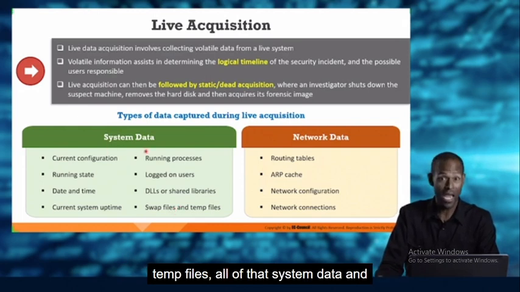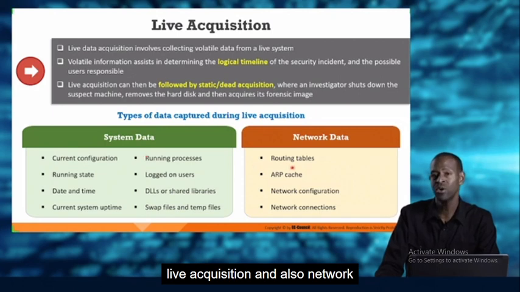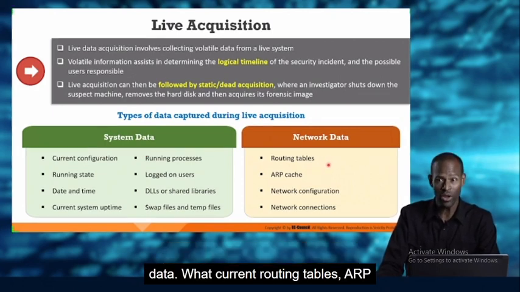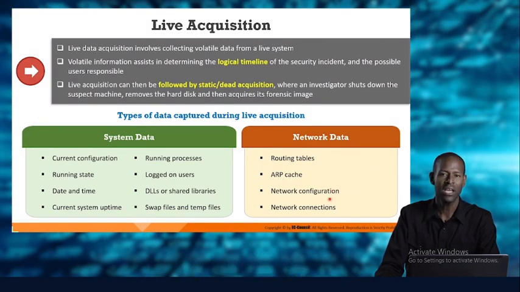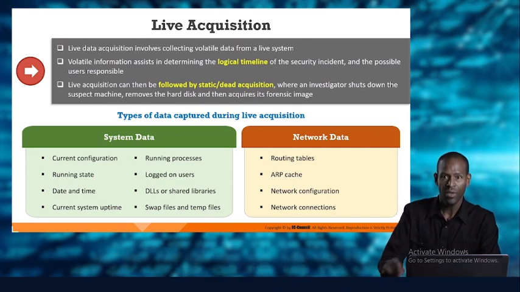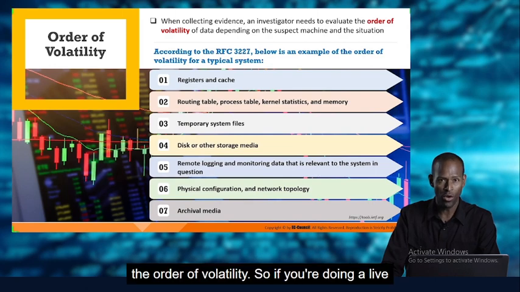System data and more, by the way, this is just a summary of some of this stuff, can be acquired through live acquisition. And also network data. Current routing tables, ARP cache, DNS cache, network configuration, network connections, and more networking data can be acquired during live acquisition. It's very important to deal with the order of volatility.